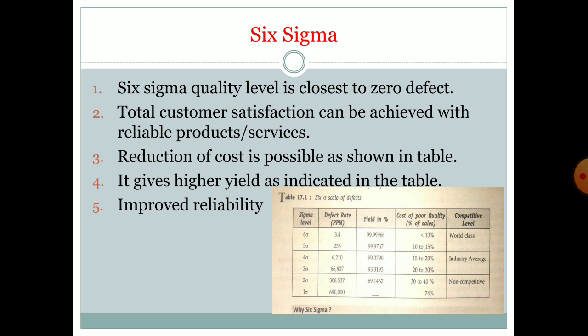Or if you take the example of 1 sigma, here defects are very high, that will be 6,90,000. Meaning if we produce 10 lakh components, out of that 6,90,000, close to 7 lakh, products will be defective, and in such cases the cost of poor quality will be 74%, and this organization is called non-competitive. So this is the worst scenario of the worst sigma.